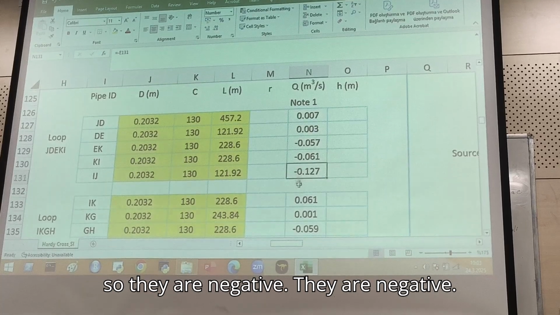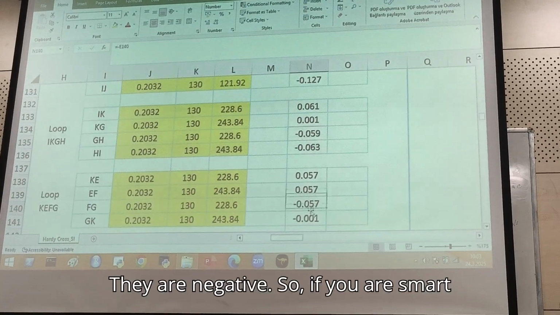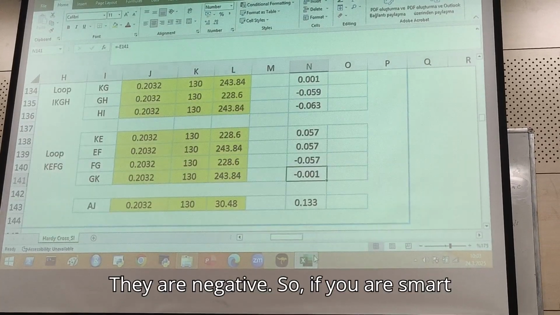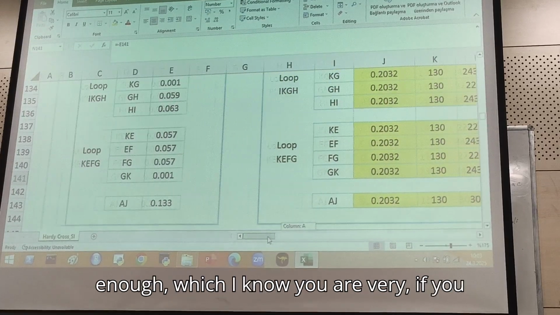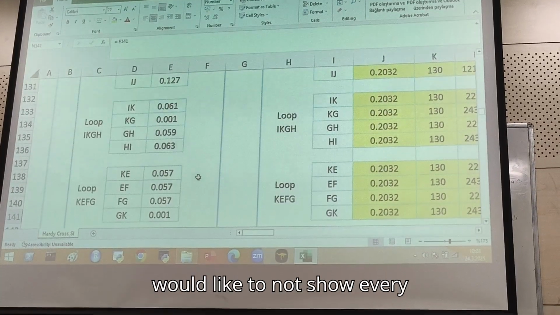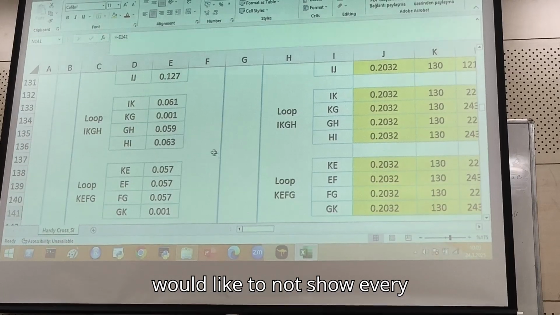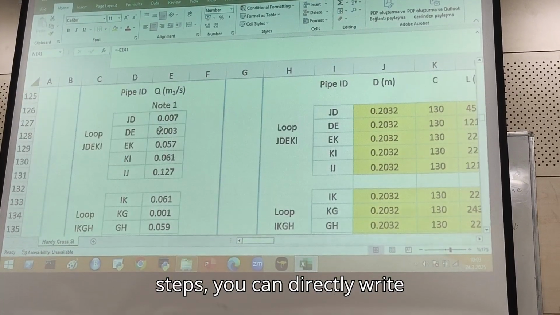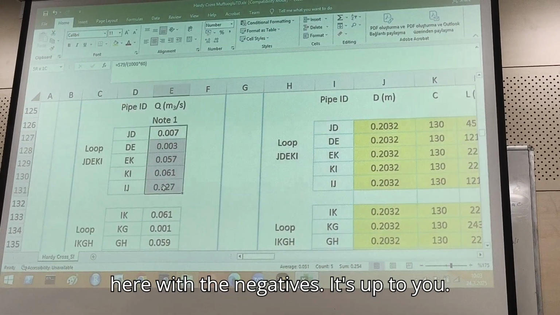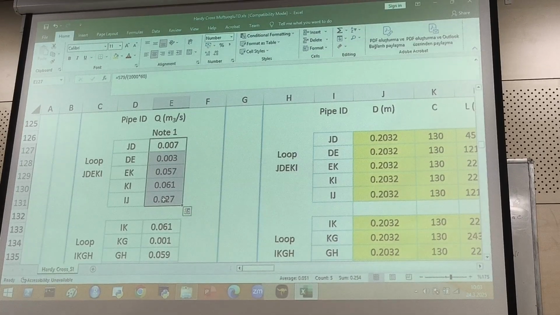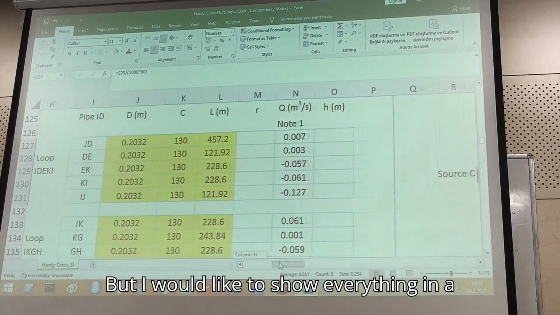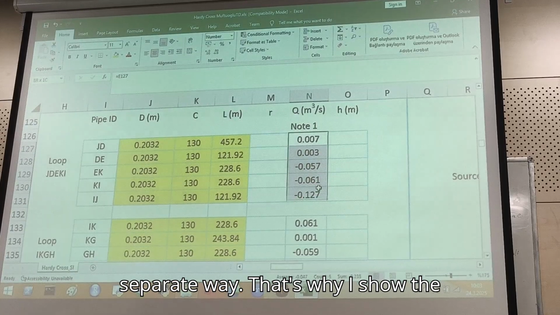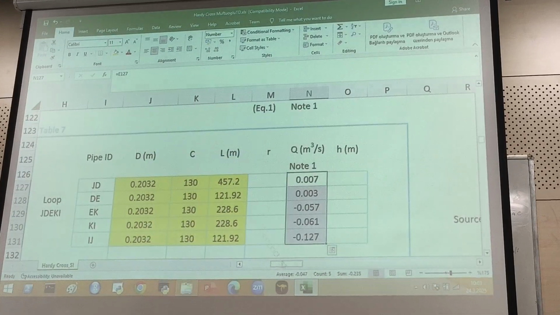So as you see, they are negative, they are negative, they are negative. So if you are smart enough, which I know you are, if you would like to not show every step, you can directly write here with negatives. It's up to you, okay? But I would like to show everything in a separate way. Therefore, I show the negatives in another table. Okay?